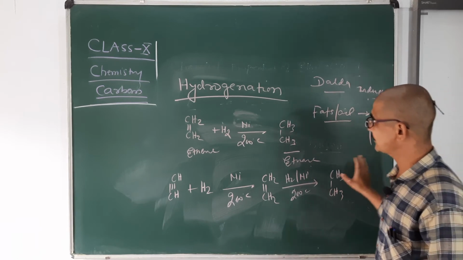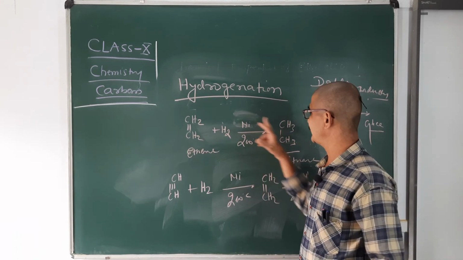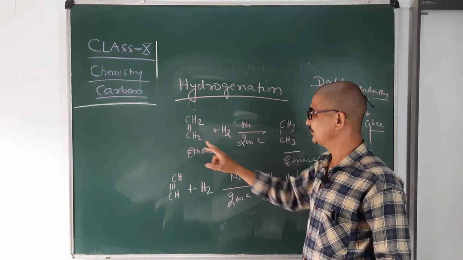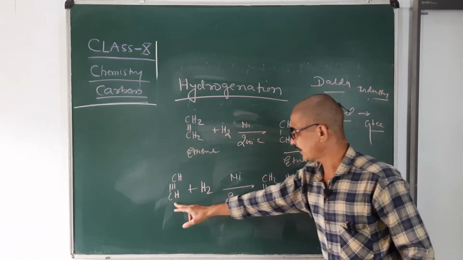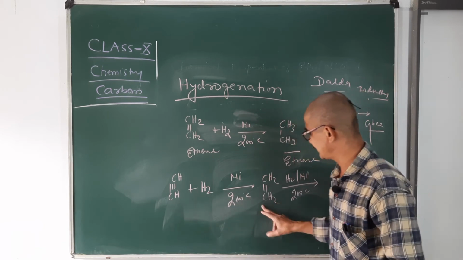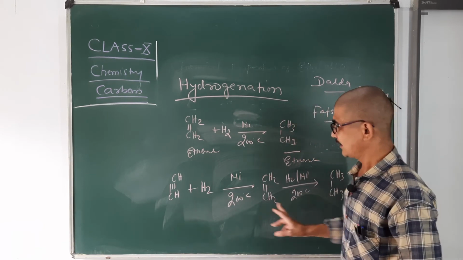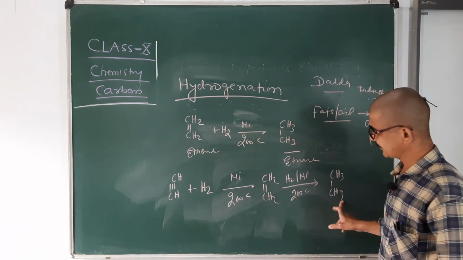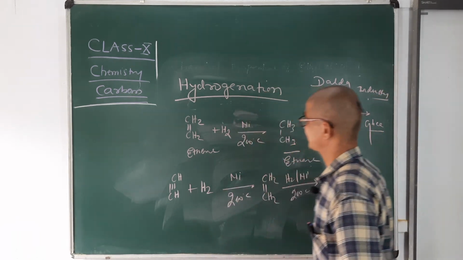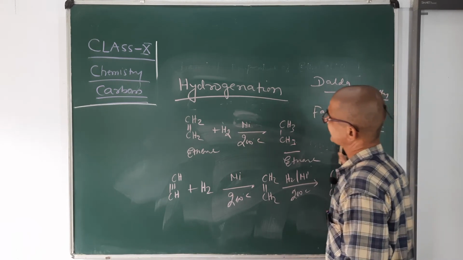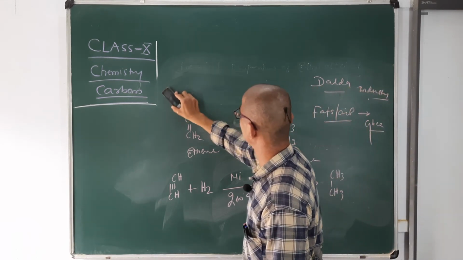But in your examination, if asked to convert ethene to ethane, write down the reaction only, ethene to ethane. Convert ethyne to ethene, write this portion only, ethyne to ethene, then ethene to ethane, and finally ethyne to ethane. This is the way conversions are asked in your examination. So this is called hydrogenation reaction.